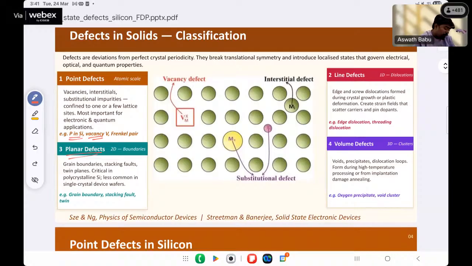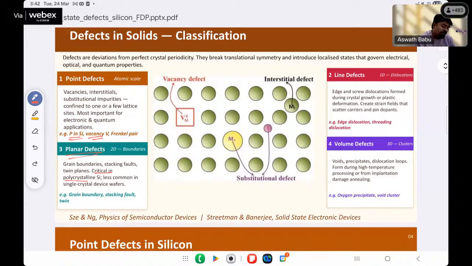The planar defects are another one, related to the way you stack the lattices. If there is a defect in that, it may cause some problem. This is very critical in polycrystalline silicon, and less common in single crystal device wafers. It does not matter much for us when it comes to qubits.